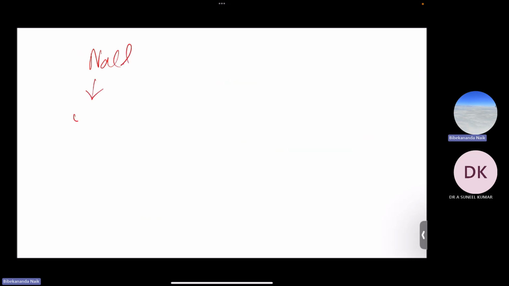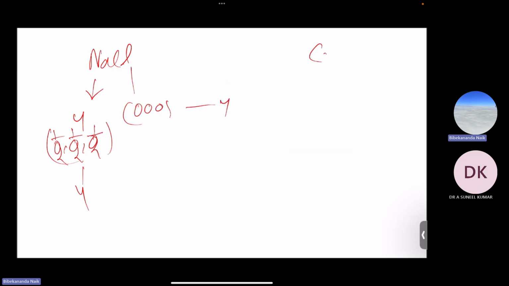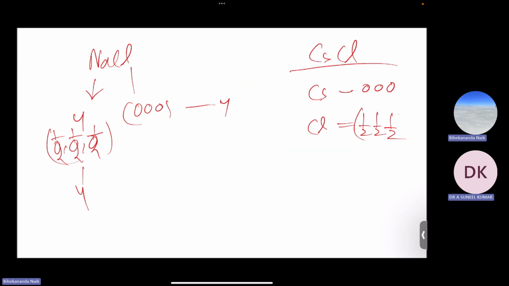If you see, I just mentioned that in case of sodium chloride, we had mentioned four coordinates, that is 0, 0, 0. For sodium it was half, half, half, and for chlorine it was 0, 0, 0. So there are four and there are four. Similarly for cesium chloride, for cesium it will be 0, 0, 0. So the cesium is present at one corner or at the origin, and then chlorine is present at half, half, half, that is at the center of the body diagonal. That's why we are taking this.